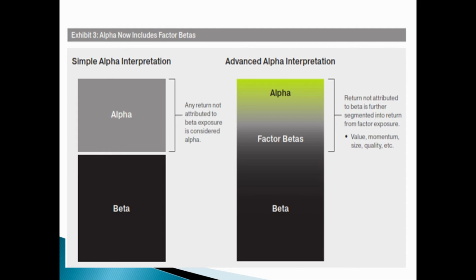Now, on the right-hand side, it takes that same concept, except it breaks the alpha into two parts. One is the skill of the manager, which is still there, but the other is factor betas. In other words, partly it's the manager's skill in choosing a particular stock to invest in, partly it's the degree that that stock is embracing one or more of these factors of value or size or quality to explain how that alpha got generated.